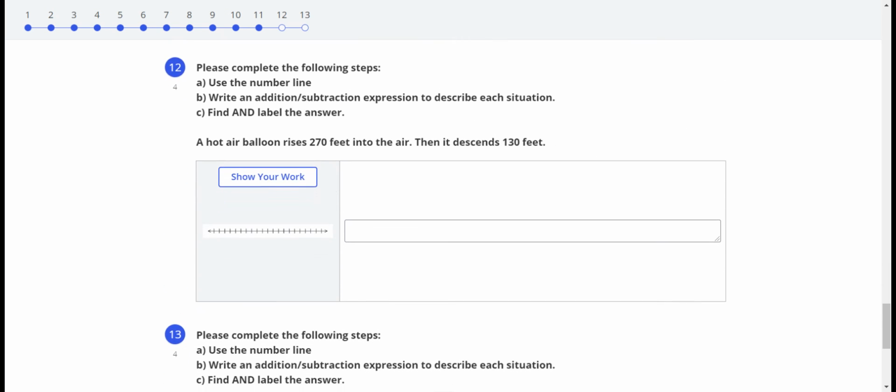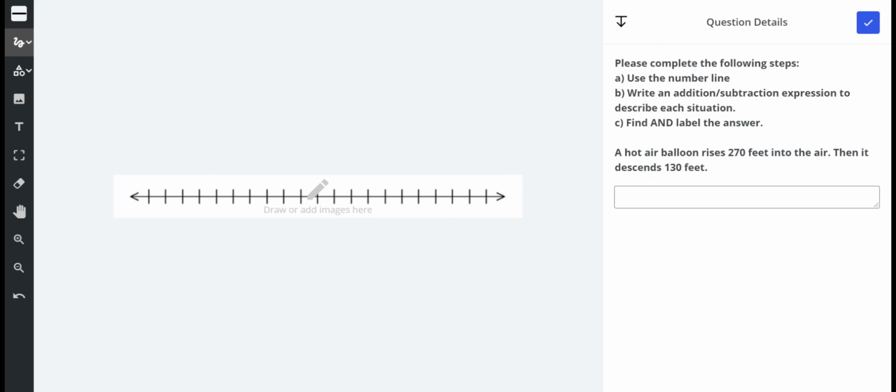Number 12. We're going to follow the same directions of A, using the number line, B, writing an addition or subtraction expression to describe the situation, and C, finding and labeling the answer. So we have a hot air balloon that rises 270 feet into the air. Then it descends 130 feet. All right, so the hot air balloon rises 270 feet. So I'm going to make this 270 feet. Then it descends 130 feet.